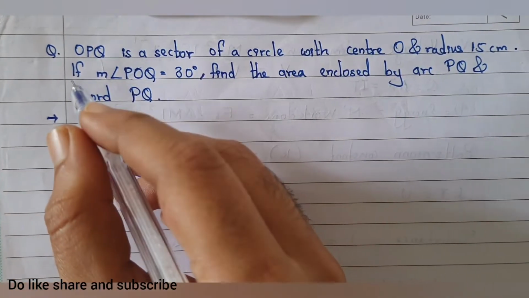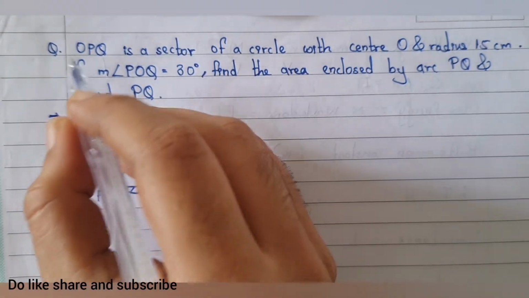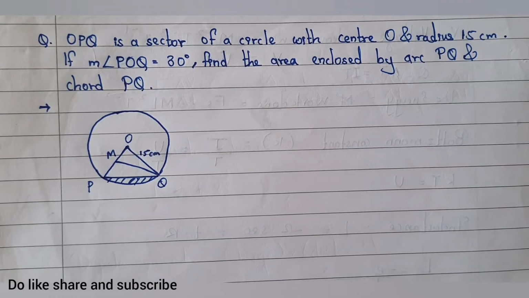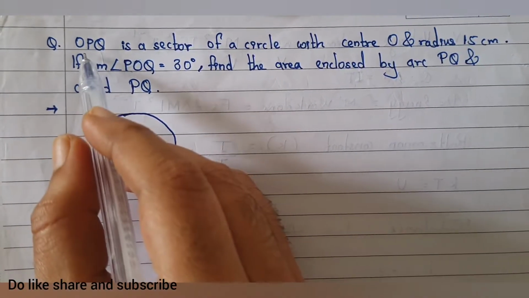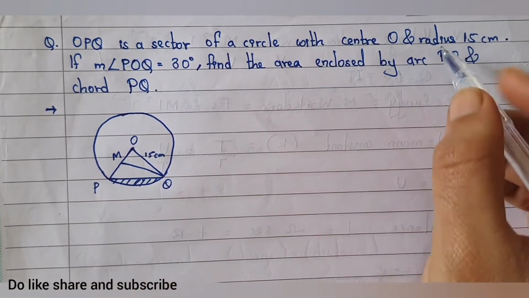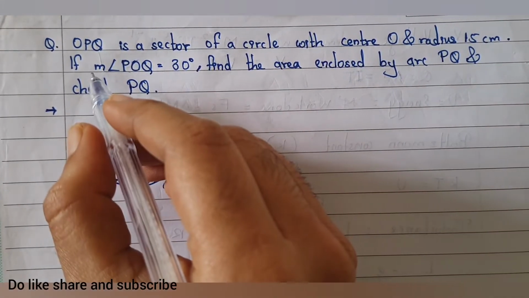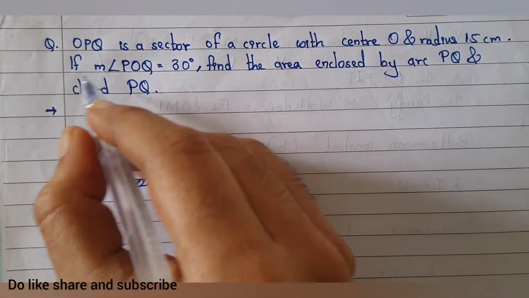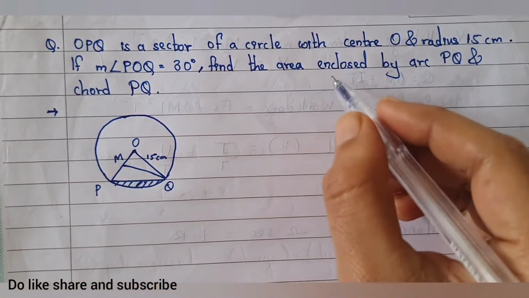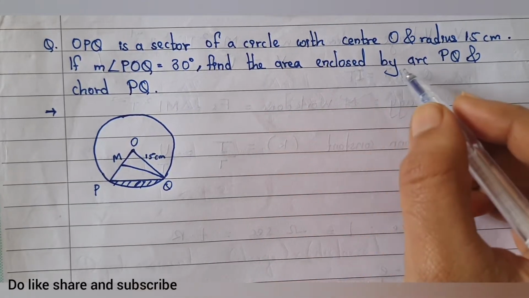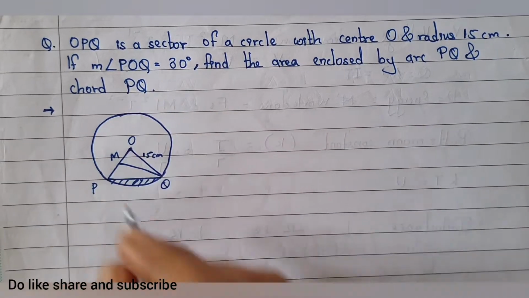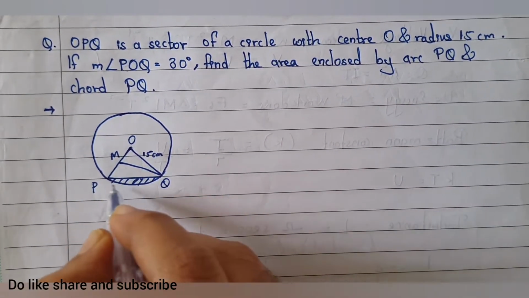I'm here with another question series related to angle and its measurement. Now we'll see the first sum. OPQ is a sector of a circle with center O and a radius R equal to 15 centimeter. If the measure of angle POQ is equal to 30 degrees, find the area enclosed by arc PQ and chord PQ. So we have to find this shaded portion.